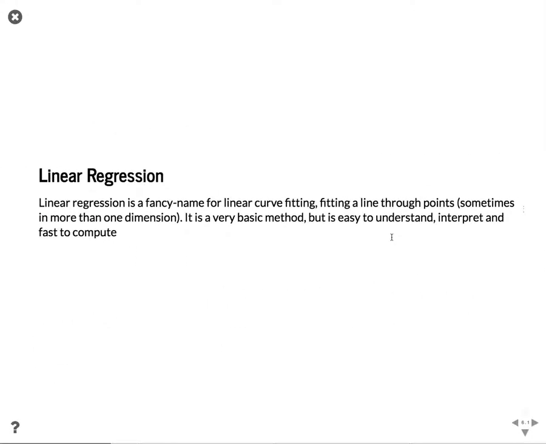Linear regression, to switch to a slightly different method, is the idea of fitting a linear curve to a model. Rather than finding the nearest point and trying to classify it, you try to fit a linear curve to the different variables you have. It's a very important method to understand because it's simple. So it obviously doesn't deal with complicated problems. Using linear regression to try to identify pictures of cats would be very difficult. But it's easy to understand, interpret, and fast to compute.